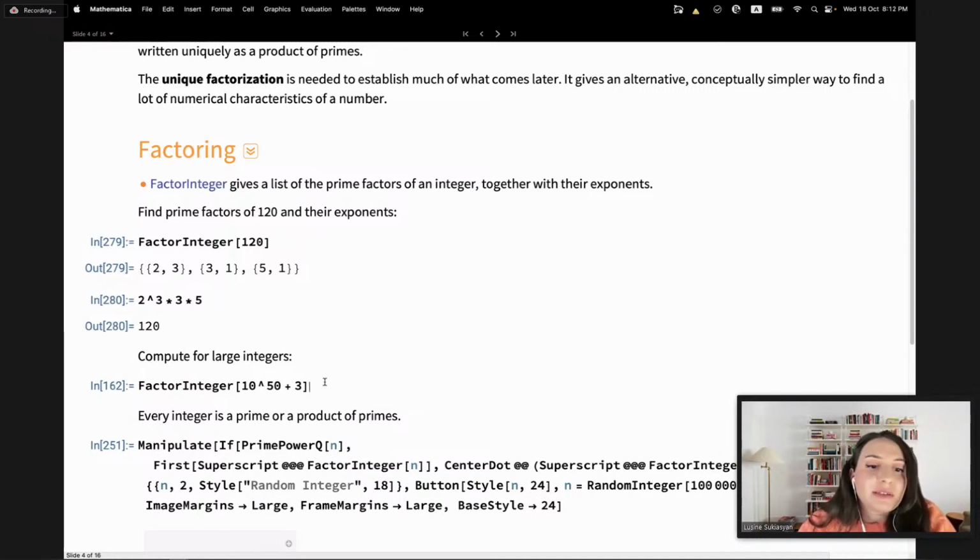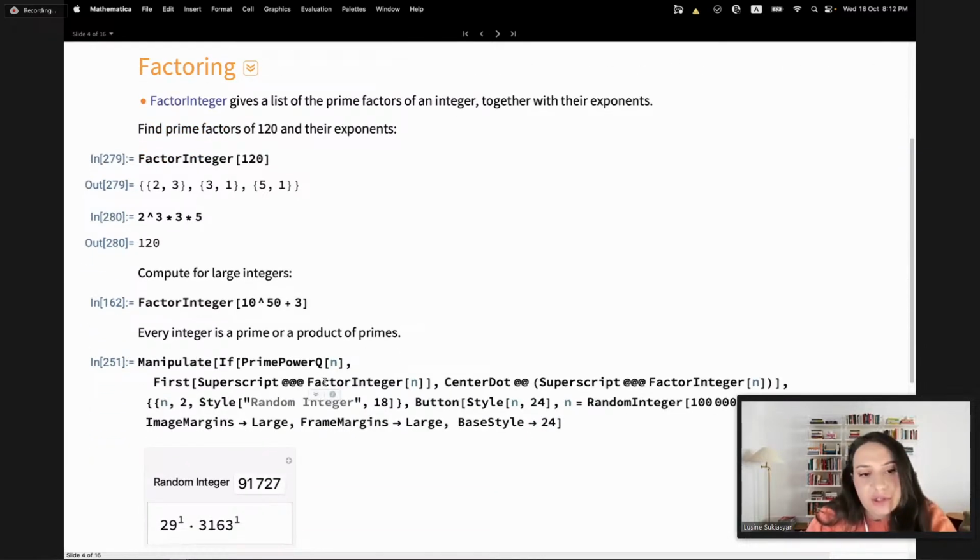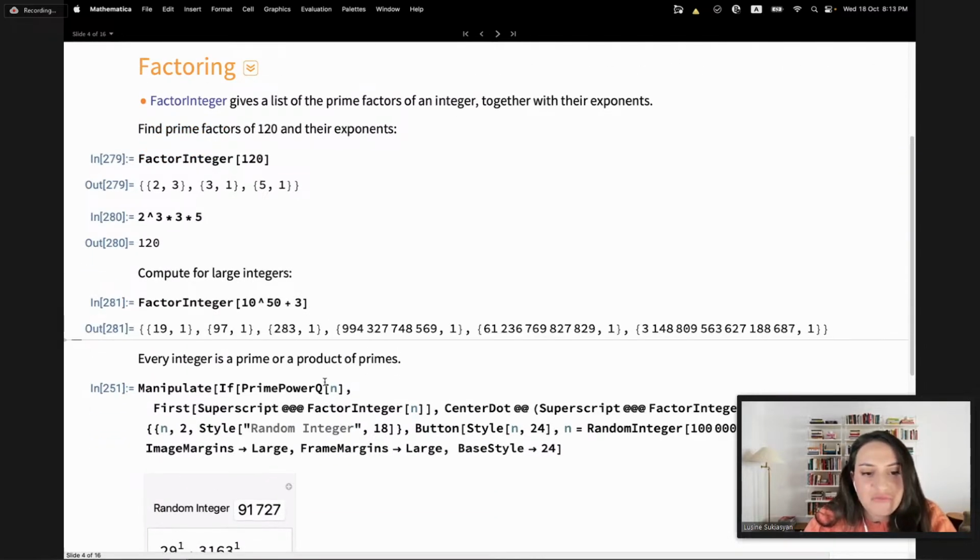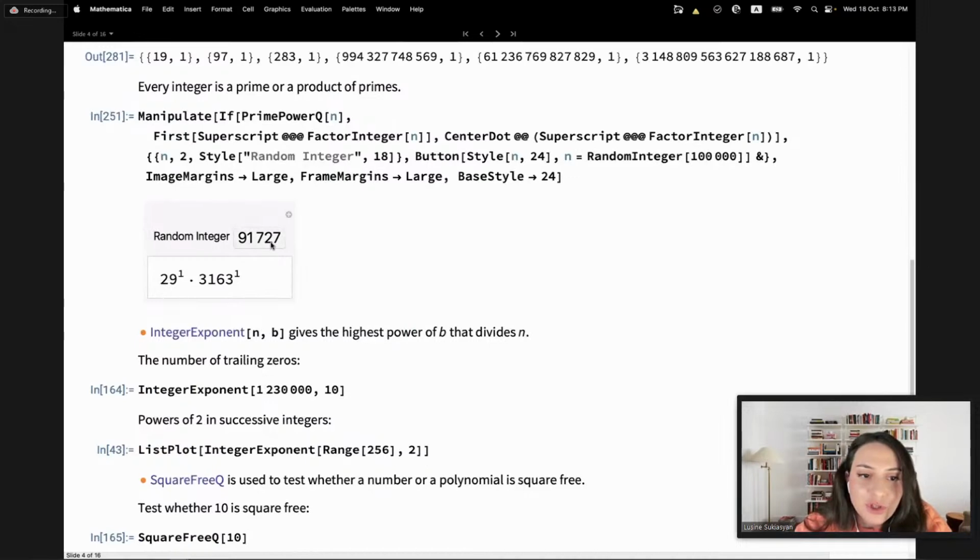We can even use this for computing with very large integers like this, and you see, we just very quickly get the result and look how big their prime factors are. So prime numbers are sometimes called the building blocks of integers. And why is it so? Because every integer is a prime or a product of primes. And here you can see that our machine just picks some random number and gives us the prime factorization of that number. And this representation is unique.